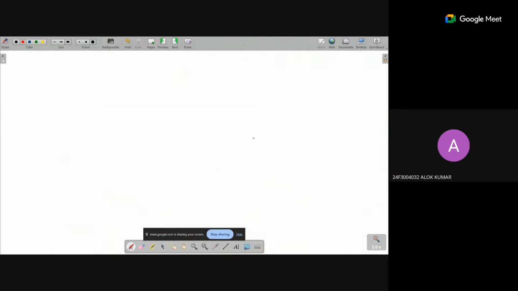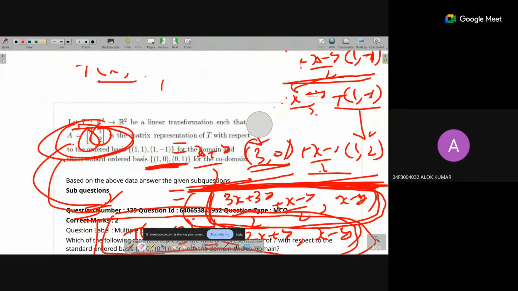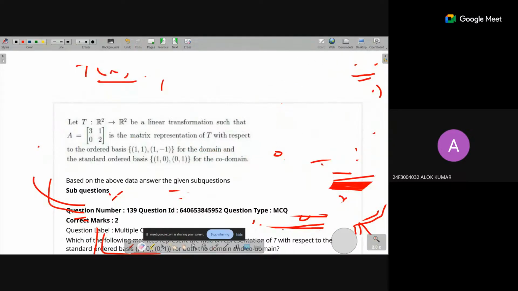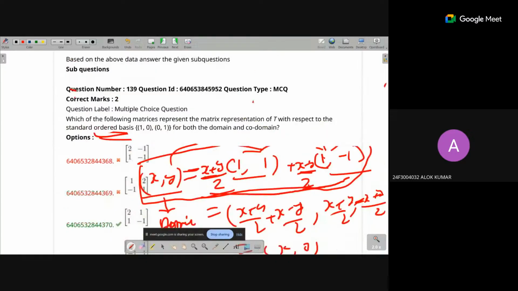Let me repeat that part. First, if you have a matrix as given in this question, now for a given matrix, how will you arrive at a linear transformation? That's the main point that I want to say. How can we arrive from a matrix to a linear transformation?